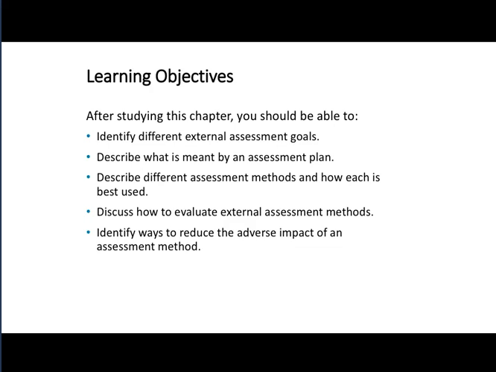The learning objectives for this chapter are to first identify all the different kinds of goals that we want to set when we do external assessment. There are all sorts of different goals that we want to accomplish, whether it's a certain quality of candidates or a certain amount of diversity or certain types of KSAs, whatever they are. But we want to go over the different kinds of goals that we want to set.